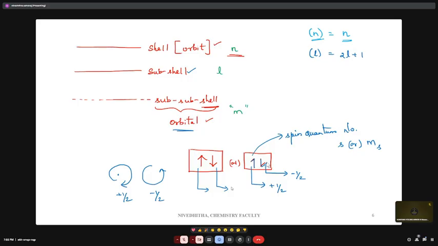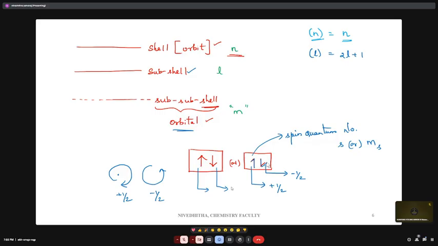4, because in one orbital I can accommodate 2 electrons. In 2 orbitals I can accommodate 4 electrons, right? In 3 orbitals, what is the maximum number of electrons I can accommodate? 6. That's it. So you're multiplying the number of orbitals by 2, right?